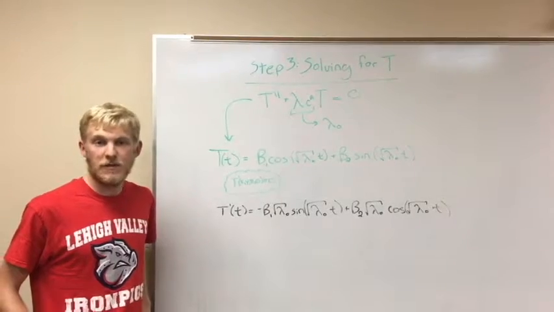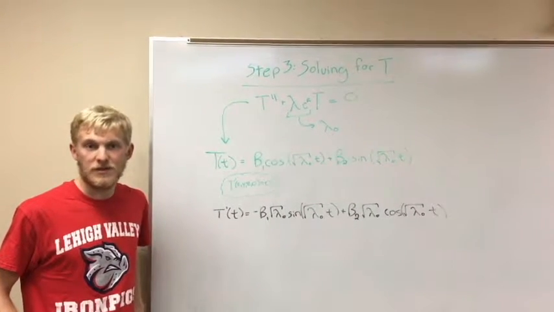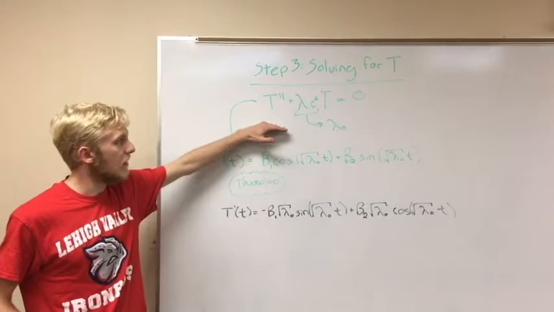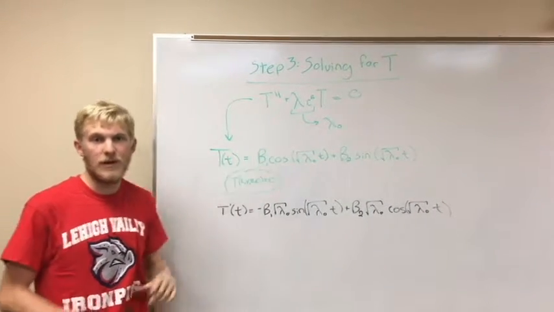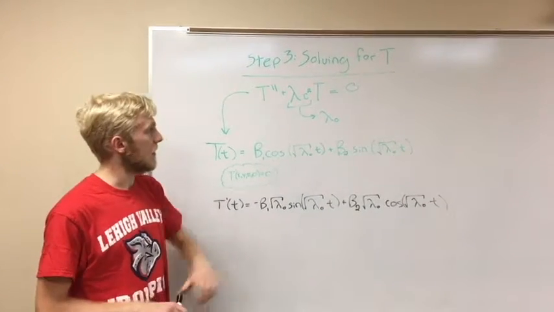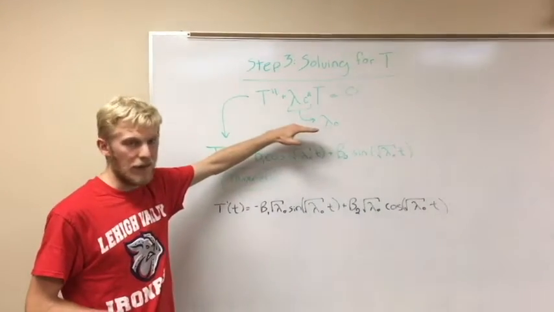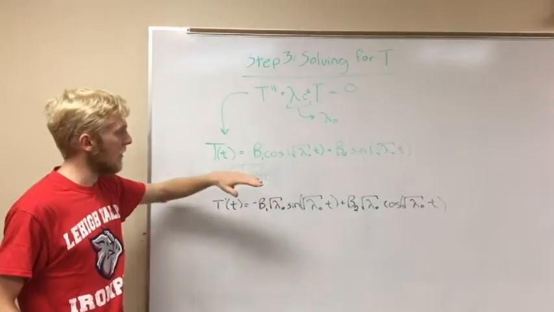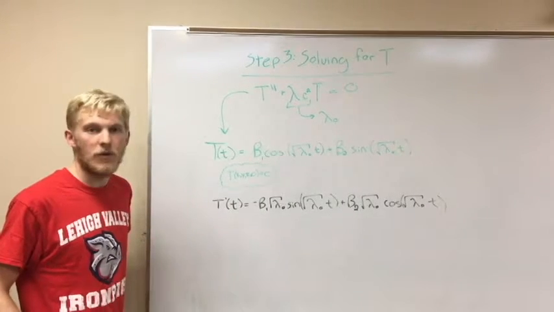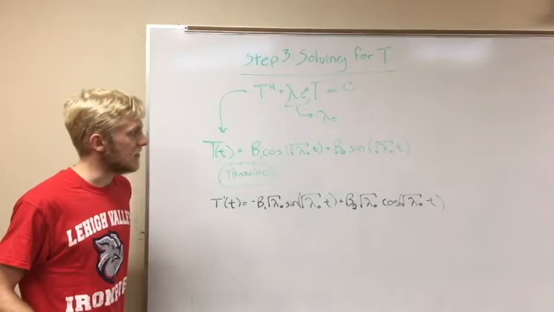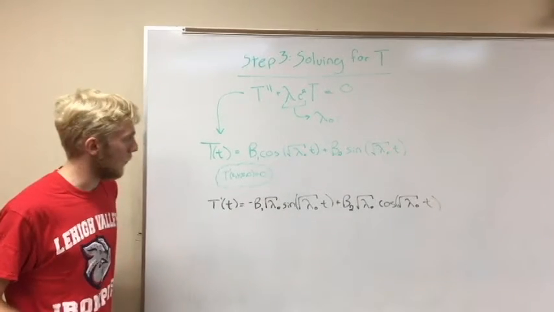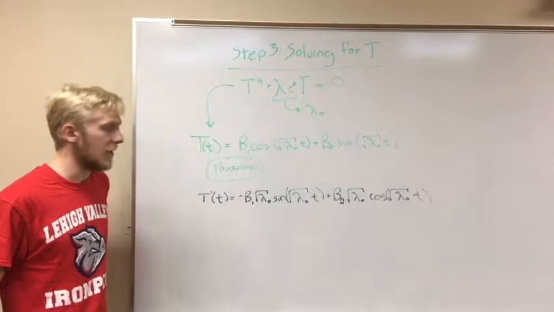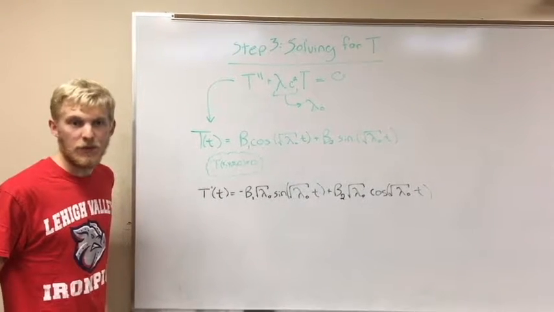So once we've solved for X, Y, and Z, we can now solve for T, which we recall from the setup step: T double prime plus lambda c squared T is equal to 0. Just for simplicity's sake, I'm going to set lambda c squared equal to lambda naught. Given this, we can solve for T using the characteristic equation and find that T is equal to b1 cosine of root lambda naught t plus b2 sine of root lambda naught t, to which we apply our initial condition where T prime of x, y, z, 0 is equal to 0.